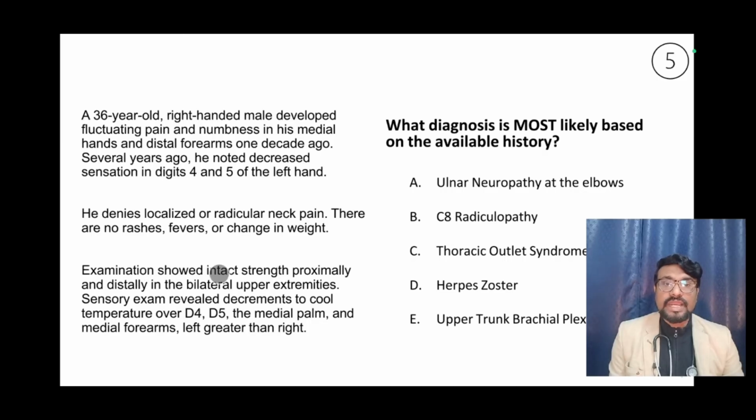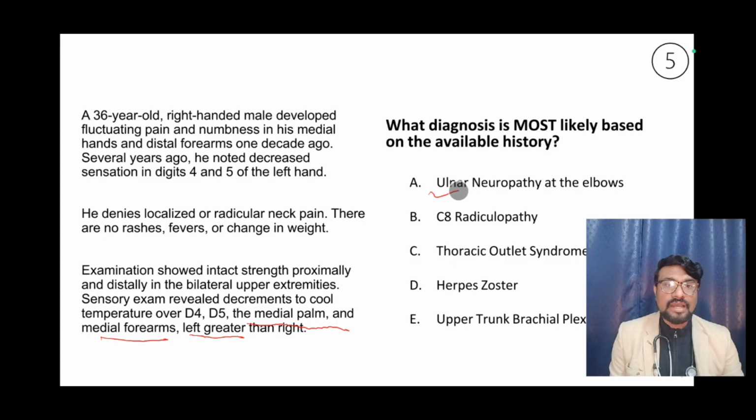Examination shows intact strength proximally and distally in bilateral upper extremities. Sensory examination revealed decrement to cold temperature over D4, D5 and medial arms and medial forearms, left greater than right. So this patient has a presentation in the medial palms and medial forearm. So what is the most likely diagnosis with this history?